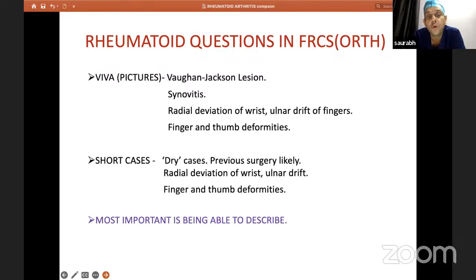Similarly, in short cases, previous surgery is very much likely because they keep on having operations. So you will be expected to pick up scars and describe them, and the surgery catering to those scars or the nerve issues. And then again, radial deviation of the wrist and finger drops and ulnar drifts and finger and thumb deformities. And what is more important is how you describe the deformities, starting from proximal to distal. So that itself is a pass.